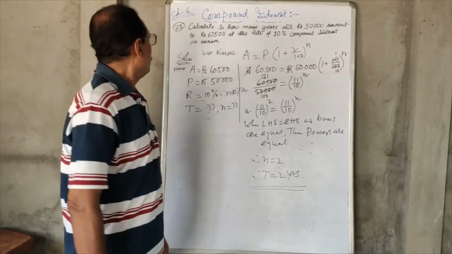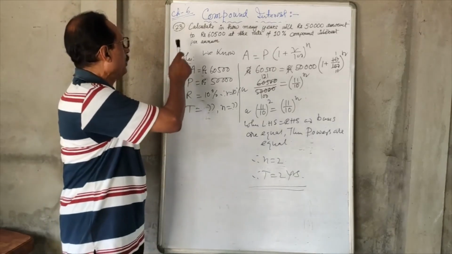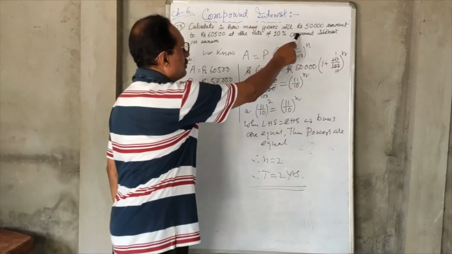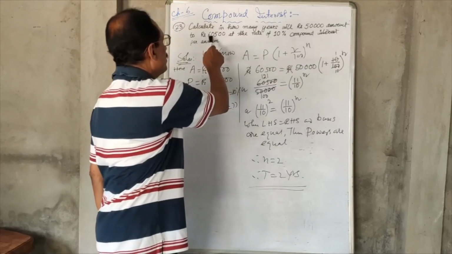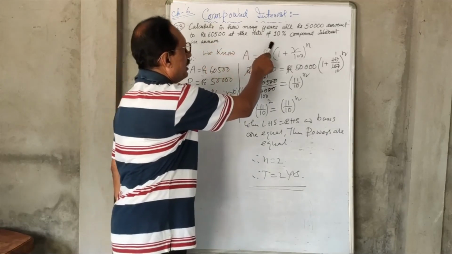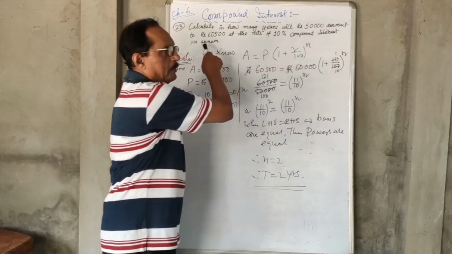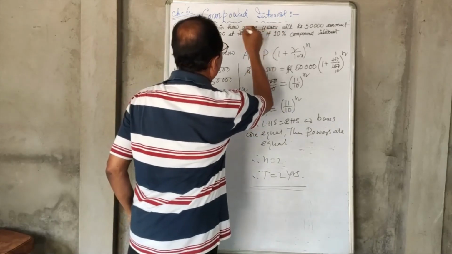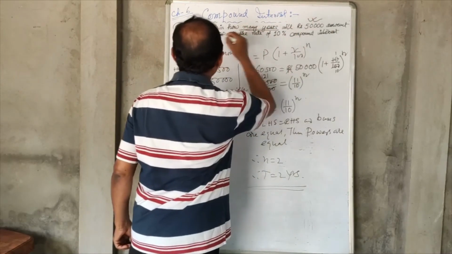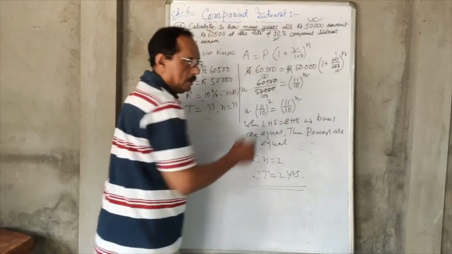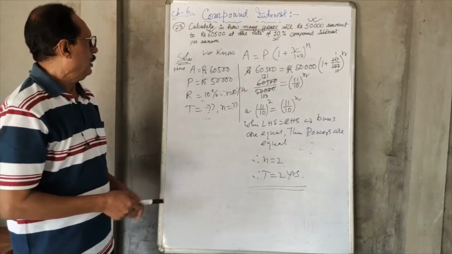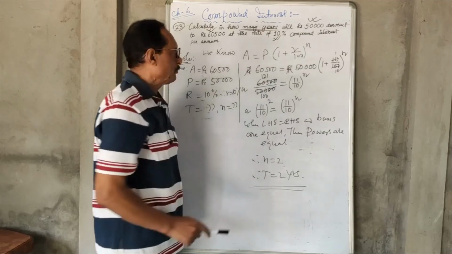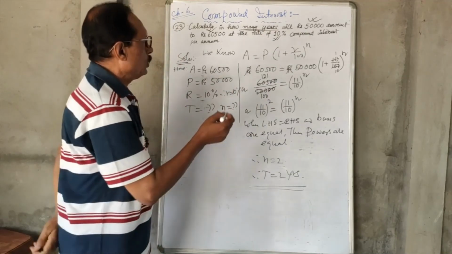Next problem, problem number 23. In this problem, we have to calculate the time, that is, how many years. Will rupees 50,000 amount to rupees 60,500 at the rate of 10% compound interest per annum? That means we have to find out how much time it will take to convert this principal to this amount at the given rate. The formula is the same: A is equal to P into (1 plus R by 100) to the power n.